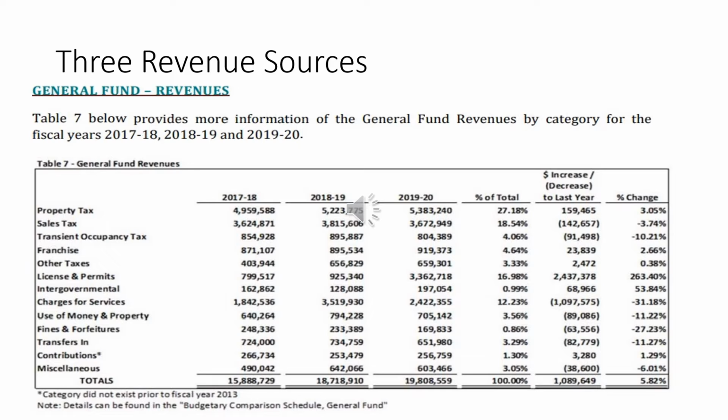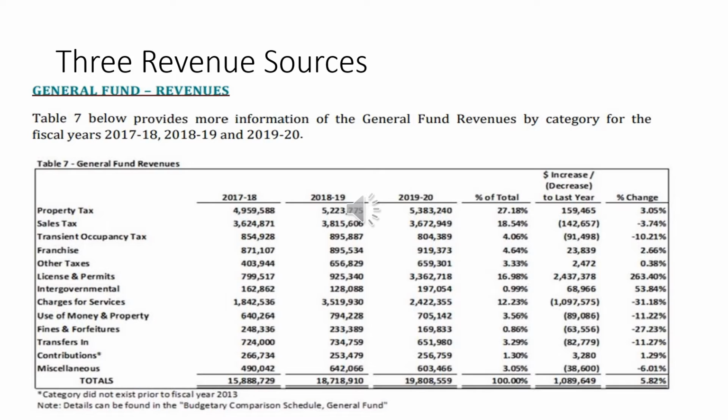Property taxes, sales taxes, and transient occupancy taxes are the 3 major sources of revenue for the City of Banning. Property taxes are those taxes that are paid on property owned by an individual or other legal entities, such as perhaps a corporation. Most commonly, property tax is real estate.